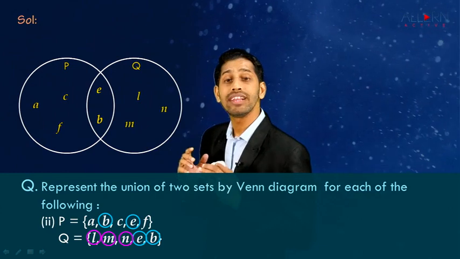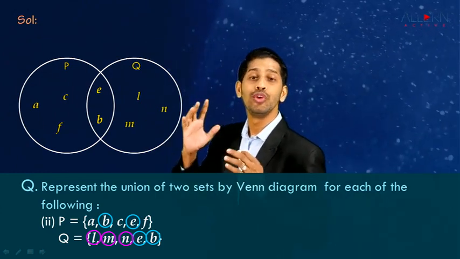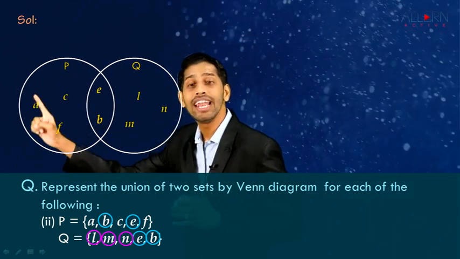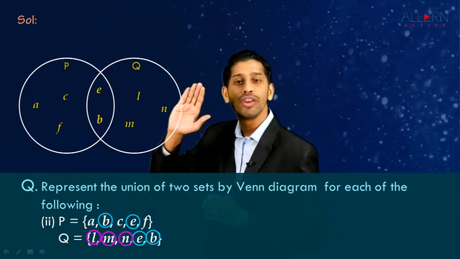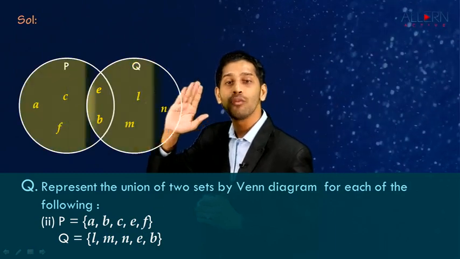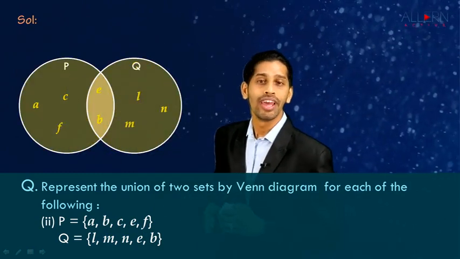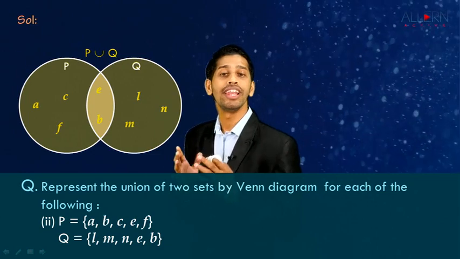Now we have to represent the union. Union means we have to consider all the elements of both sets P and Q. So we have to shade all the elements of set P as well as set Q, and that is nothing but P union Q.